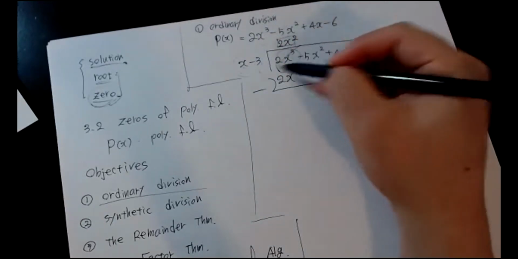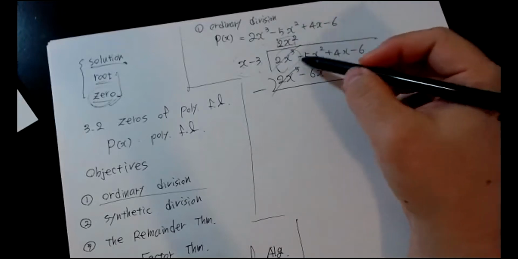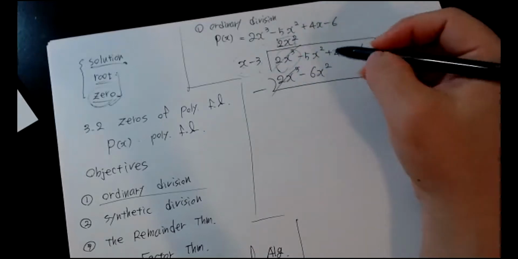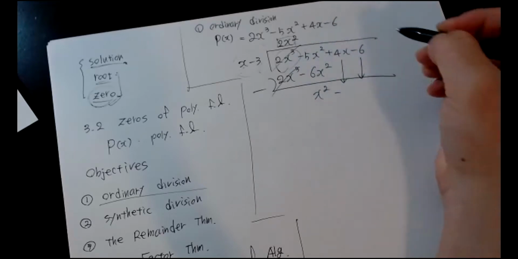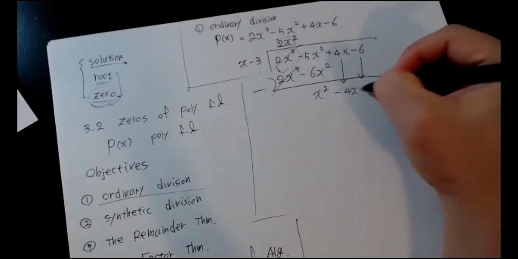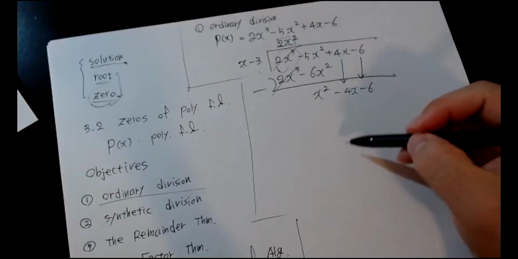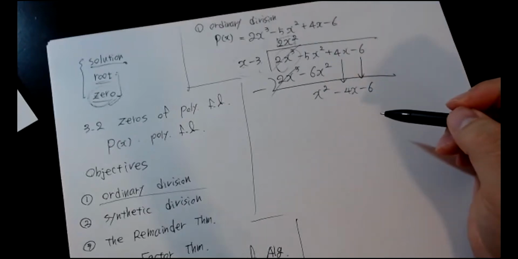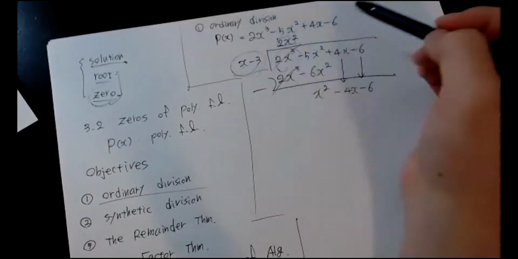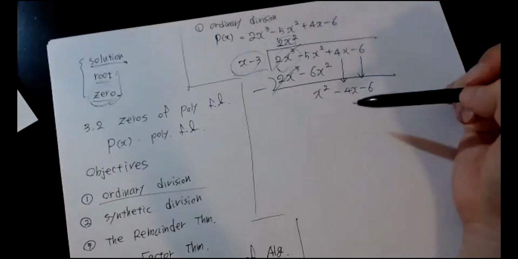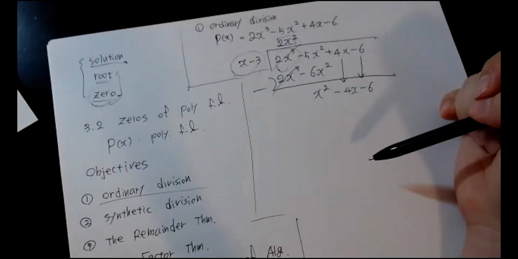So these two terms are gone. Then minus 5x squared minus minus 6x squared, that's going to be x squared. Then just copy down 4x and minus 6. We repeat this process until we get a polynomial whose degree is less than the degree of the divisor. The degree of the divisor is 1, so we repeat until we get a constant, because the degree of a constant is 0.